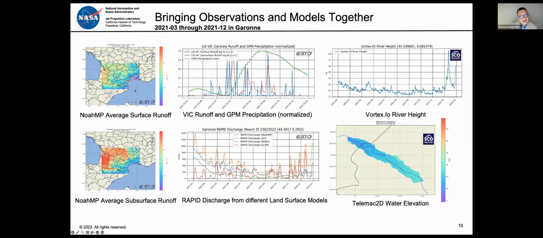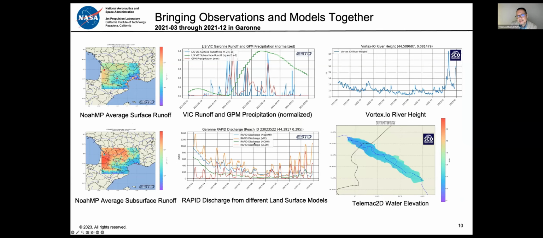On the NASA side, we're actually running simulations, pulling the latest precipitation or rainfall to estimate the surface and subsurface runoff. This is in the French region. And we can actually use that runoff to drive another model called RAPID, which estimates river discharge. So now we know where the water is going.